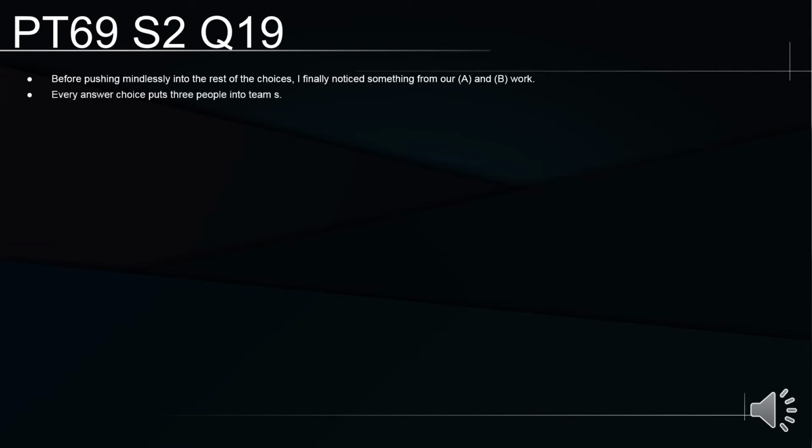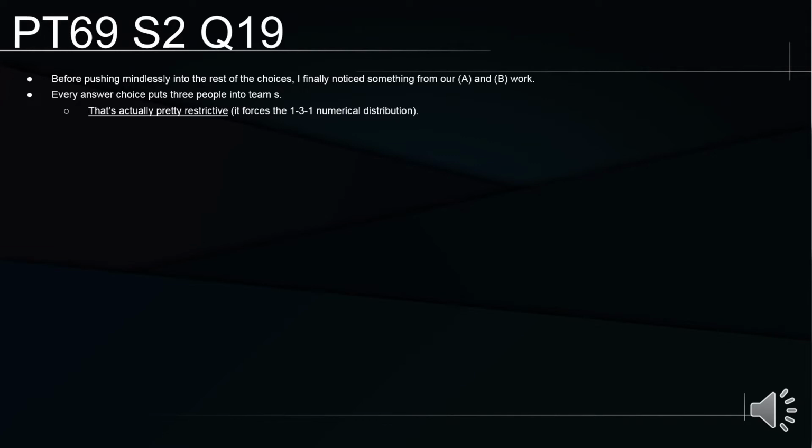So that does bring us to answer choice C, but here is where I did things a little bit differently. Before pushing mindlessly into C, D, and E, the rest of the choices, I did at this point finally notice something from the work that I did on A and B. I noticed that every answer choice in the entire list, A through E, puts 3 people into Team S. That's actually very restrictive because it forces us into the 1-3-1 numerical distribution that you saw in the tables that I made for both answer choice A and answer choice B.